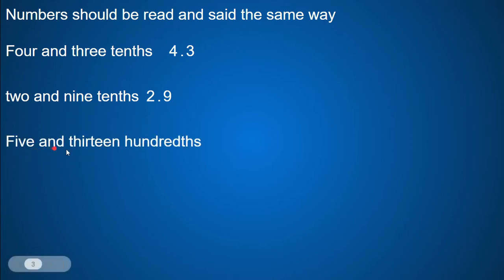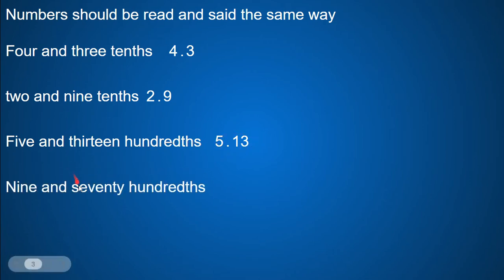So 5 13/100. I write my whole number 5, my decimal point for the and now it says 13/100. Once again, I don't write anything for the hundredths because that's the decimal's last name. So I write down 13, and I know it's hundredths because my last digit goes to the hundredths place. So this is 5 13/100, which is read and said the same way.